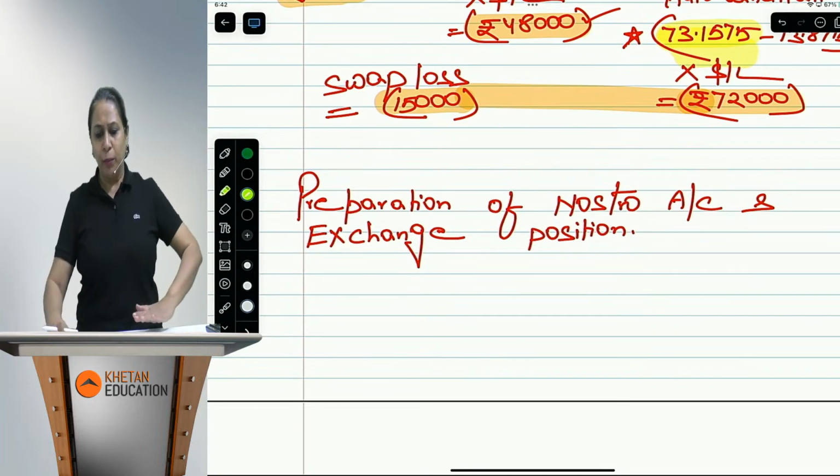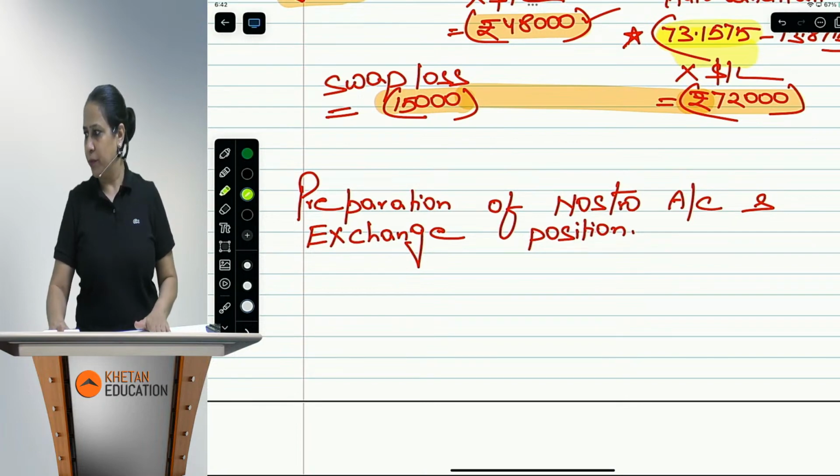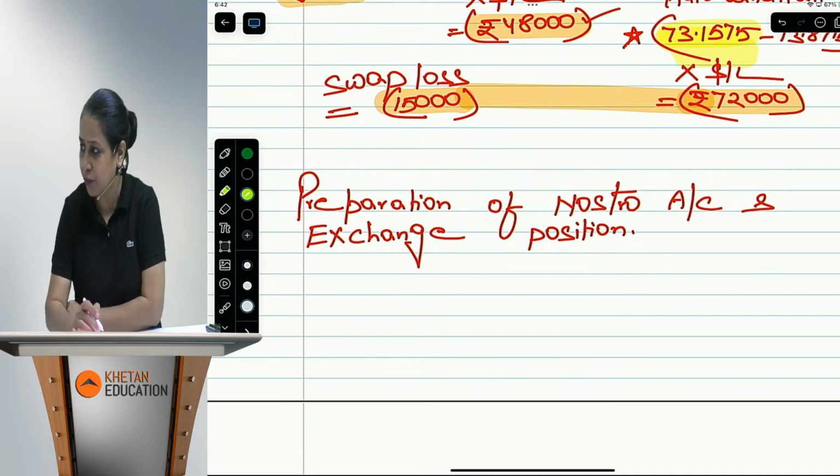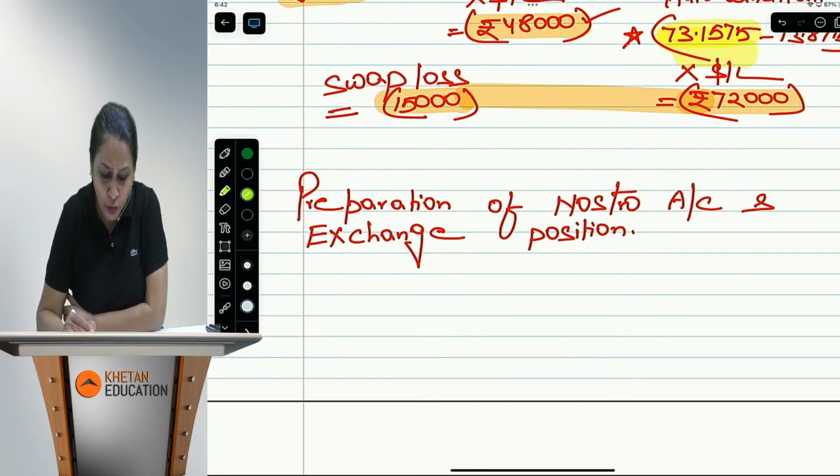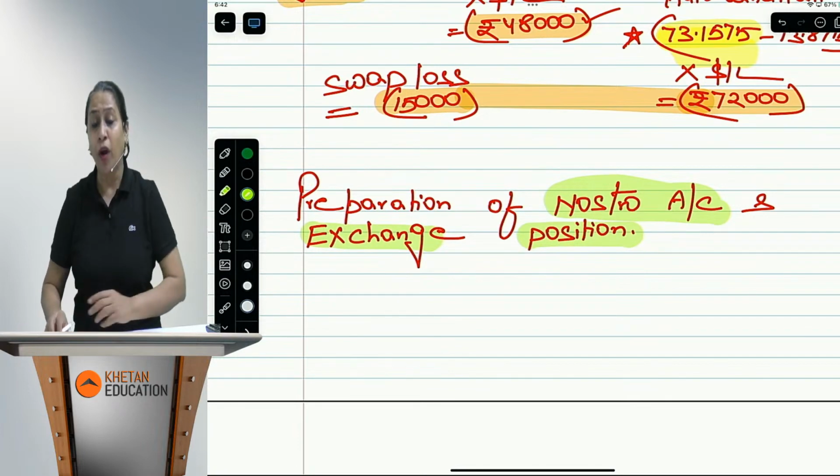Okay, so the main difference is that the P&L statement is prepared on the basis of accrual method and the cash flow statement is prepared on the basis of actual method. So that is the major difference. So nostro account will be prepared as per the cash flow statement, and exchange position is prepared as per the P&L statement. Now what is a nostro account?